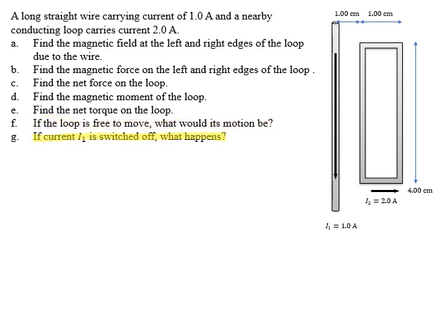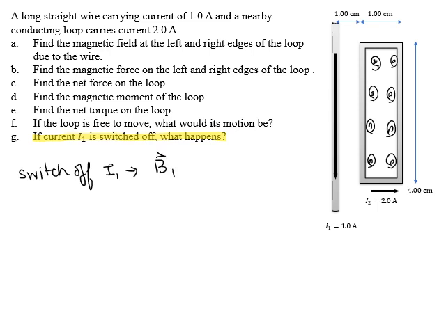Now the last part, G, is a Lenz's law question. If current I1 is switched off, what happens? So we want to switch off I1. So remember, current I1 made a magnetic field, B1, that pointed out of the page. That's what current I1 did. So if we switch off I1, that magnetic field B1, which was out of the page, goes to 0. So B1 out of page goes to 0.